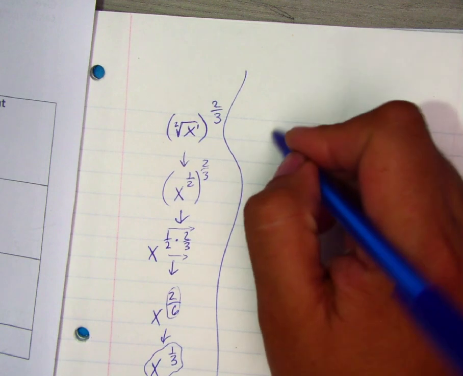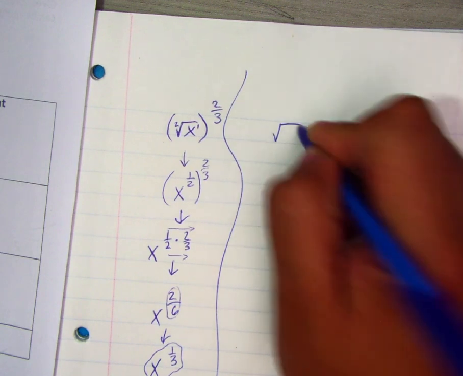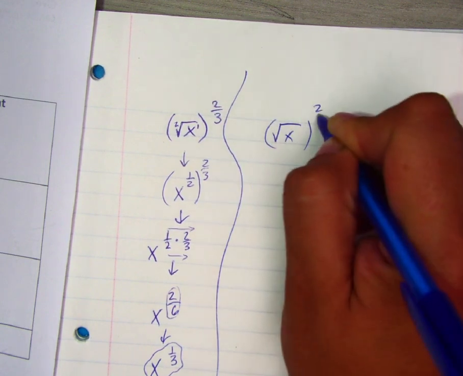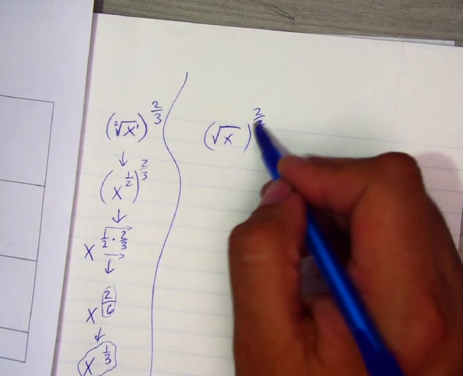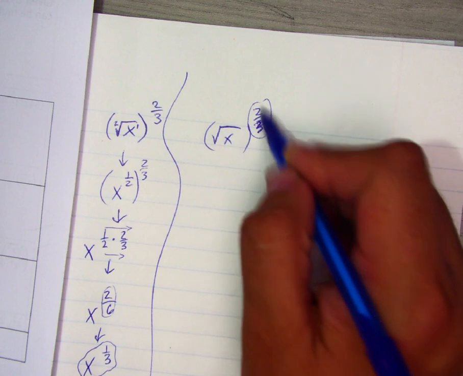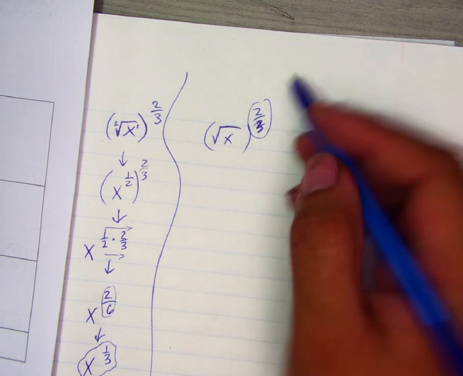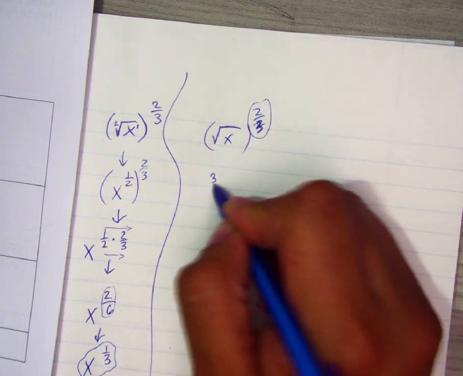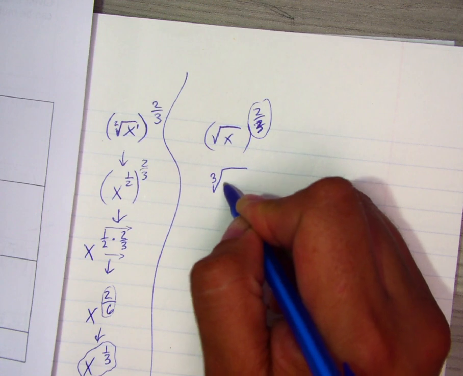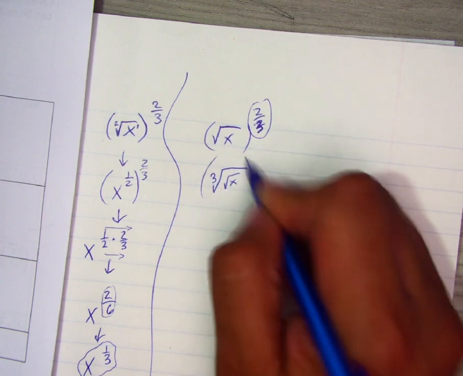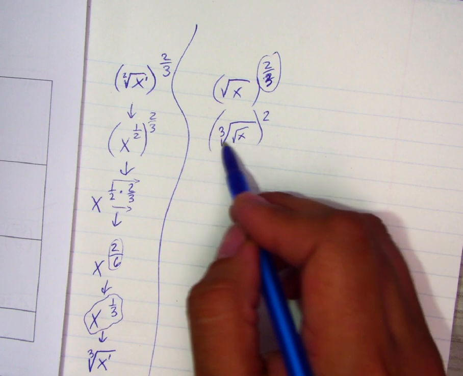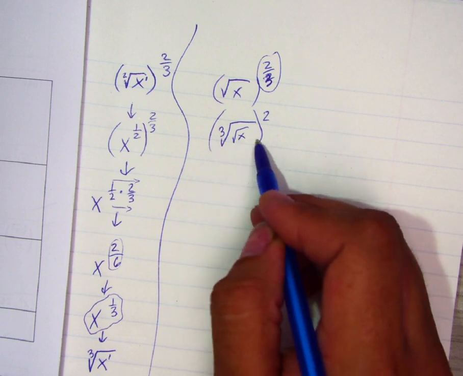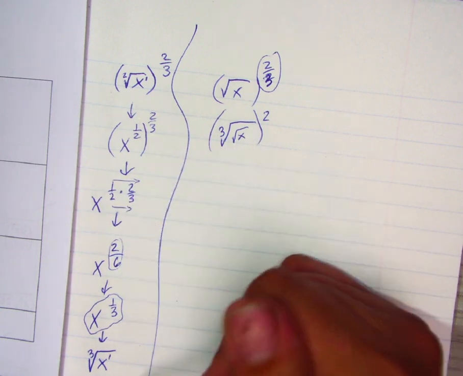Another way is keeping it as square root of x. And then what we're going to do is rewrite this with the cube root. And then you will have the square root of x inside to the second power. So this is the part that looks a little bit complicated if you went this route. So you might want to just go back to the other route.